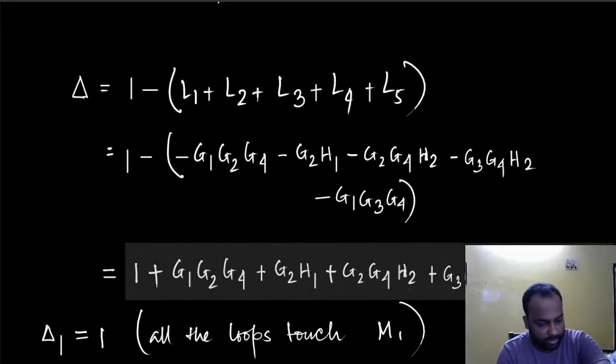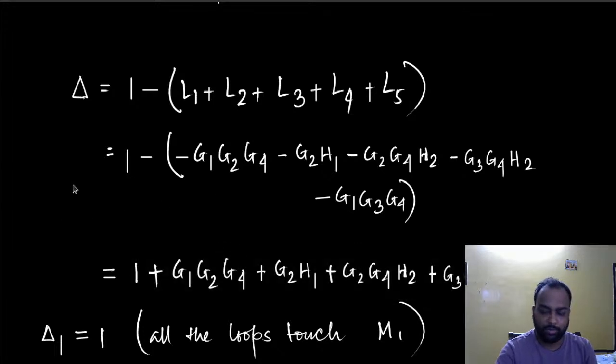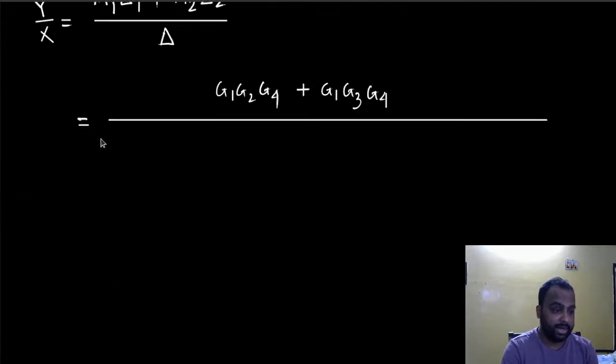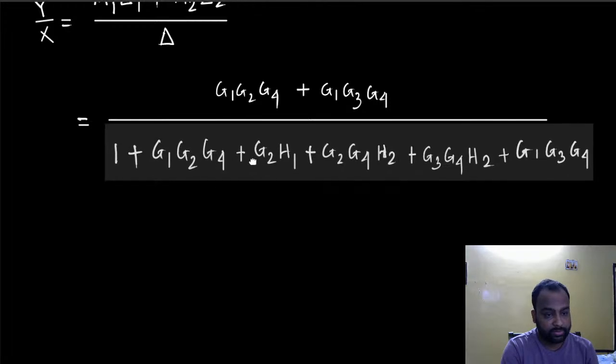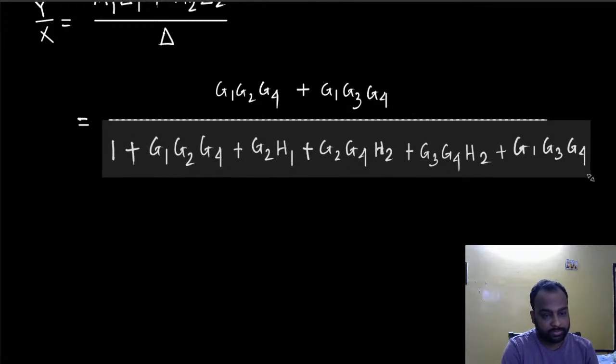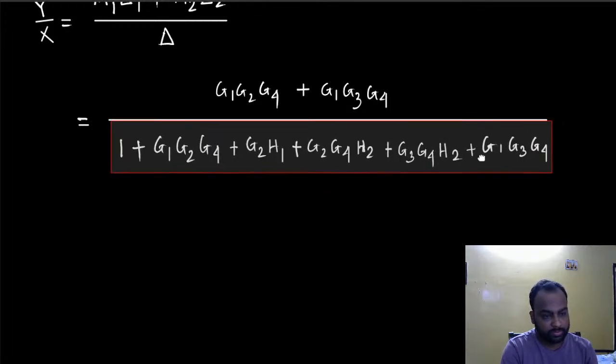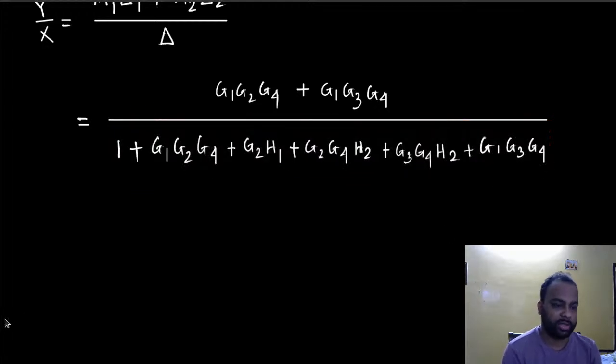I wouldn't even dream of copying this, I mean, writing it down. So that is your overall transfer function. If you did it with block diagram reduction, you would end up with the same result.